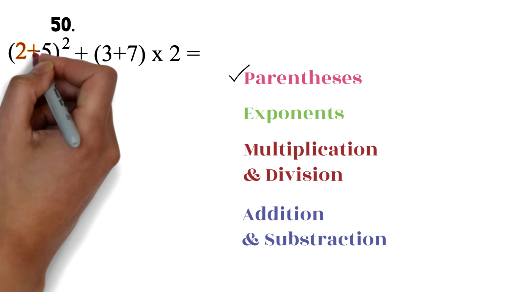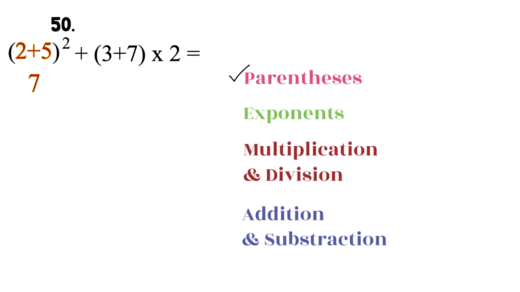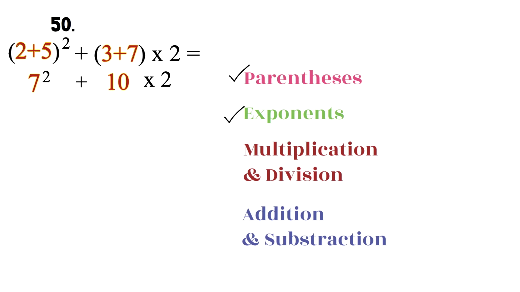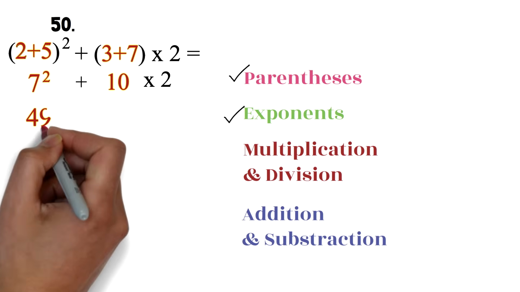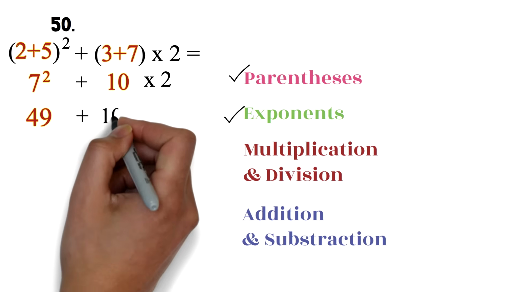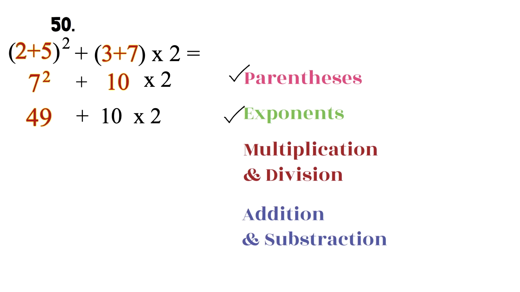For this one, we have 2 plus 5, which is 7. We have 7 exponent 2 plus, we do 3 plus 7 to get 10, then times 2. From the order of operations, we have to do the exponent next. So we have 7 squared, which is 49. We have 49 plus 10 times 2.